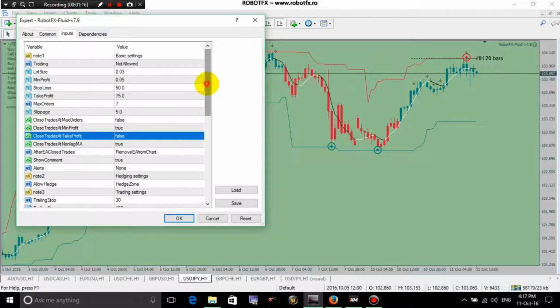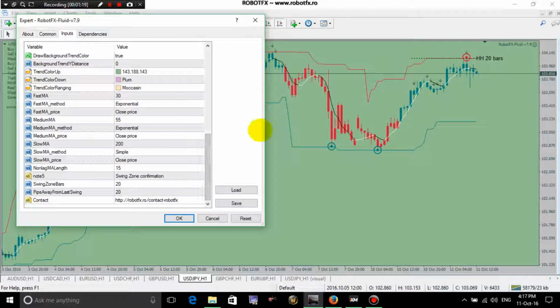Now, about the next entry, we have introduced a new filter, which we call swing zone confirmation. It has only two settings, the swing zone bars and the pips away from the last swing. By default it's 20/20, but again you must change them as you wish and according to your chart, your time frame, your pair, and your risk. Don't just use the default settings on any pair.